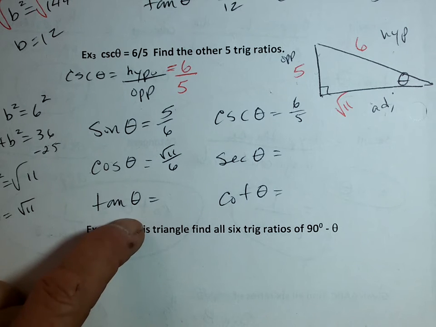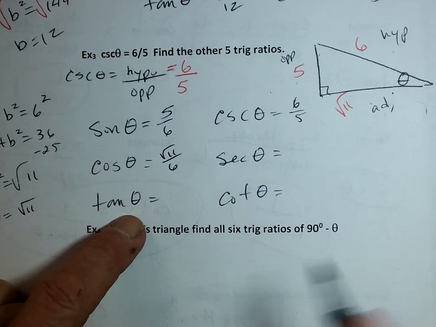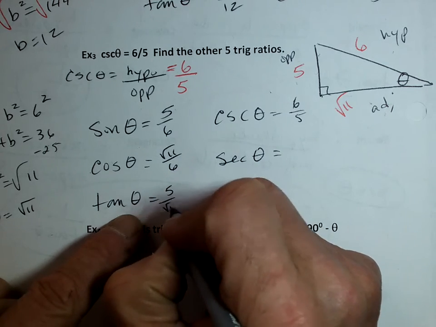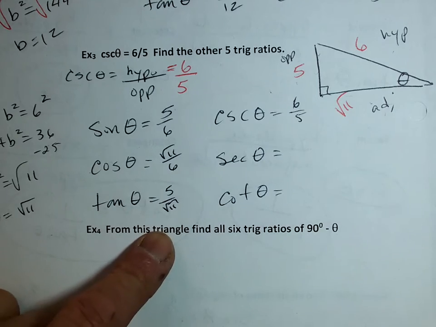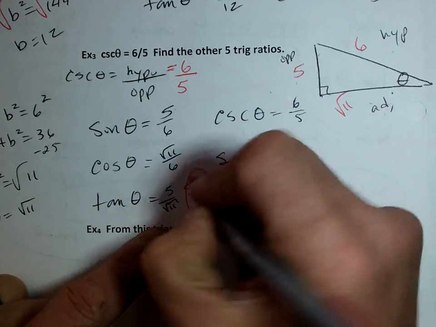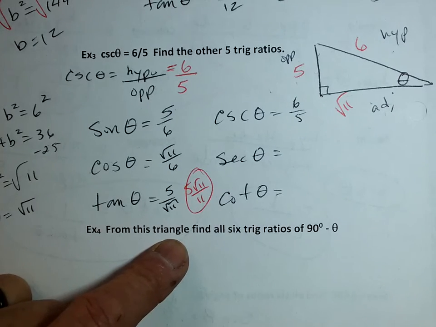Yeah. Tangent. Vicky, what'd you get for tangent? Okay, it's going to be 5 over the square root of 11, but we can fix that. I like this answer better. 5 square root of 11 over 11. That's a better answer, right? Because I'm going to fix the problem.